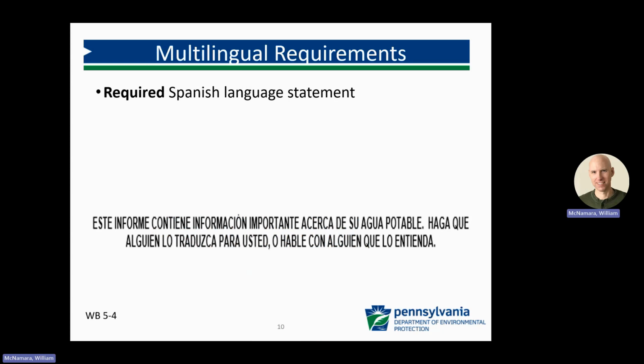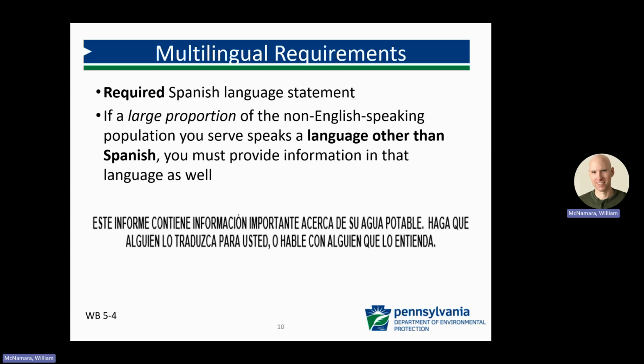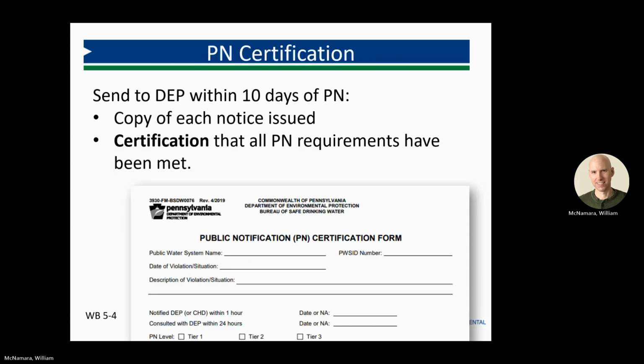Still, along with the required elements of the notice, there are multilingual requirements. All notices must include a required Spanish statement that informs the reader: this report contains information about your drinking water. Have someone translate it for you or speak with someone who understands it, is what that Spanish statement essentially says. Additionally, if a large population of the non-English speaking population you serve speaks a language other than Spanish, you have to provide information in that language as well. So there's more information in your workbook files about the large proportion definition and if it applies to your system.